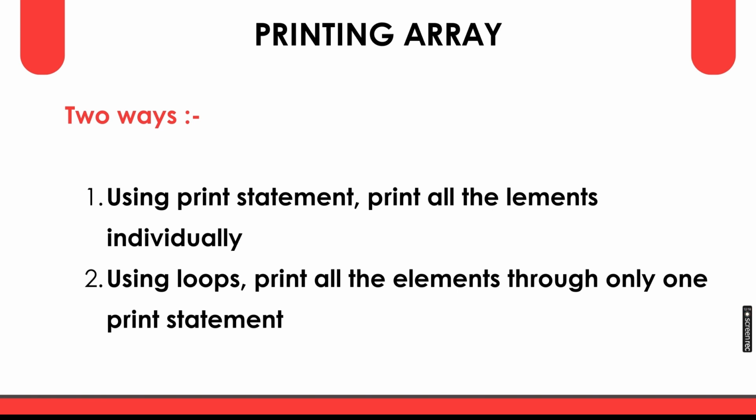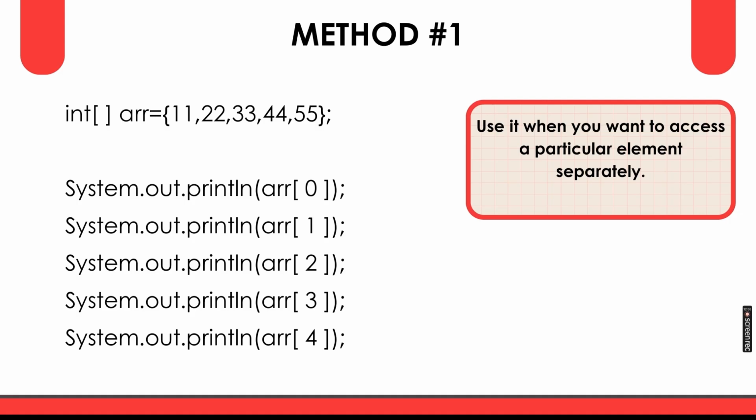There are two ways. First is you can use again the print statement, but you want to print the elements separately. Like you only want a value at a particular index, so you can use the system.out.println statement like you always do, like we did earlier. In the program, we used the name of the array, index number, and then put it inside the print statement. That's how you print the individual elements. But what if you have to print the entire array? For that we will use loops. This is method 1.